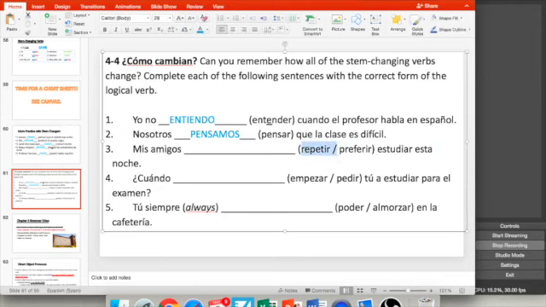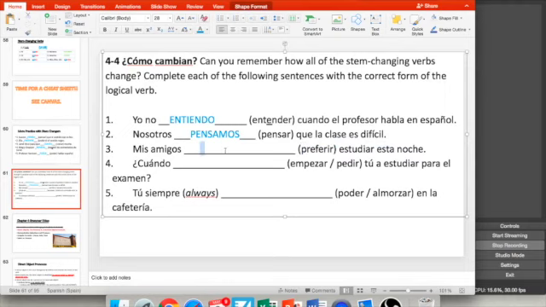I believe prefer makes more sense, so we'll chop off the ER. Preferir has a stem change from E to IE. You know from your cheat sheet it is your second E that changes. So we get preferir. I'm going to chop off my IR, and to say my friends, they prefer, we're going to add an EN. So mis amigos prefieren estudiar esta noche.